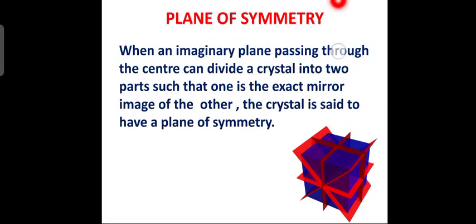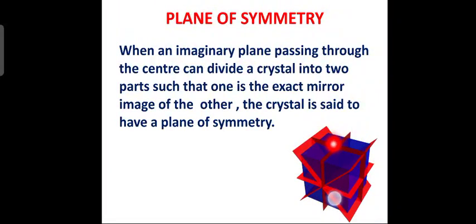Now, what is plane of symmetry? When an imaginary plane passing through the center can divide a crystal into two parts such that one is the exact mirror image of the other, the crystal is said to have a plane of symmetry. You can see in the figure here, this is the figure of plane of symmetry. You can pass any plane through the center. But what is the essential characteristic feature? You should divide the crystal into two exact halves. That means one should be the mirror image of the other.